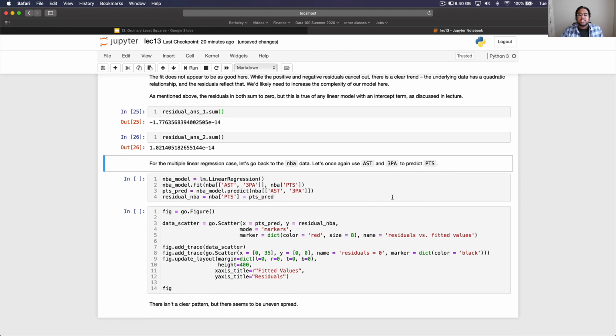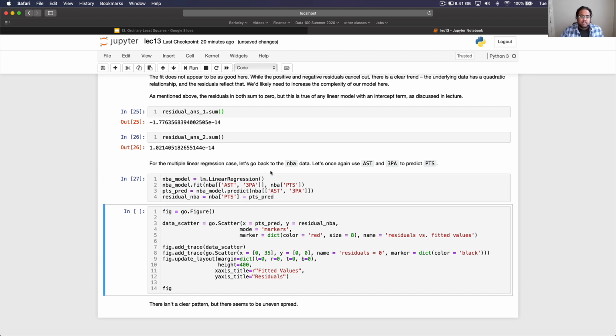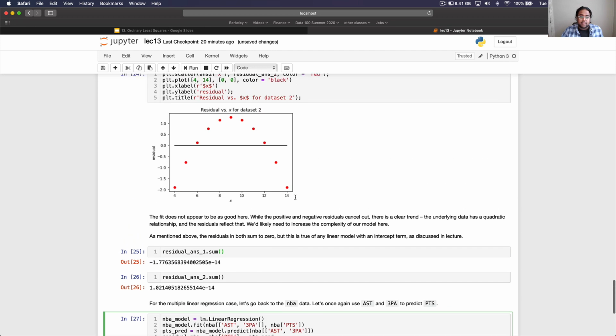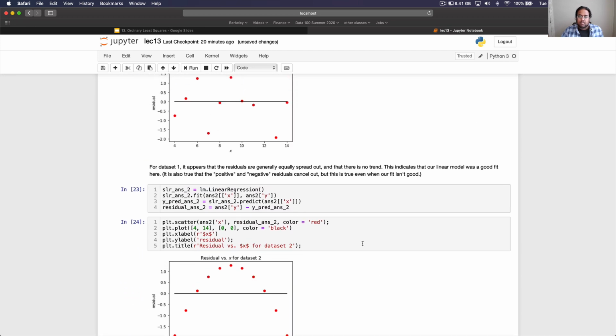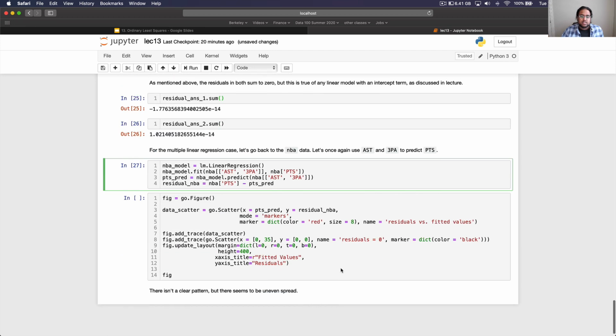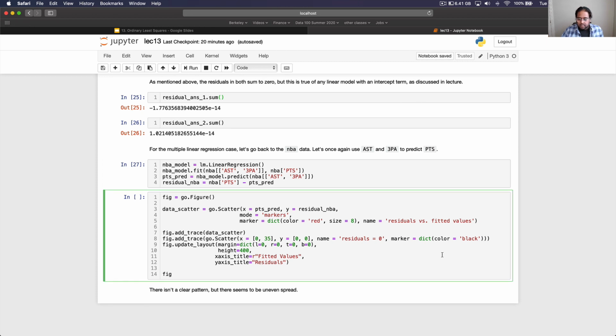Let's take a look at a residual plot in the multiple linear regression case. For this, let's go back to our tried and true NBA dataset. So let's use assists and 3-point attempts to predict points, as we did in the last lecture. So I'm doing that here, and you can notice that the code for this is not really any different than it is for the simple linear regression case, which is one of the nice properties of scikit-learn.